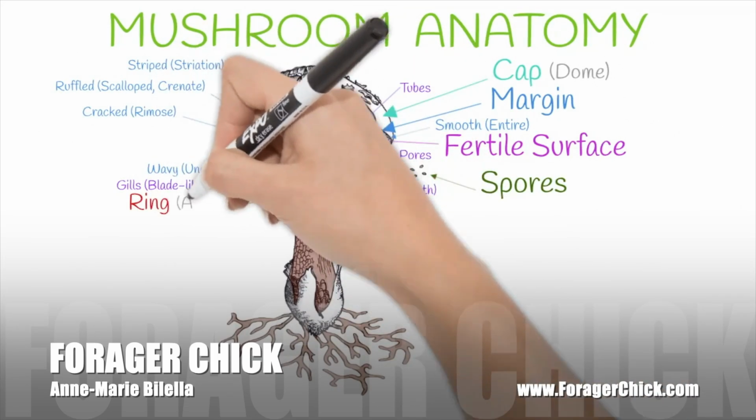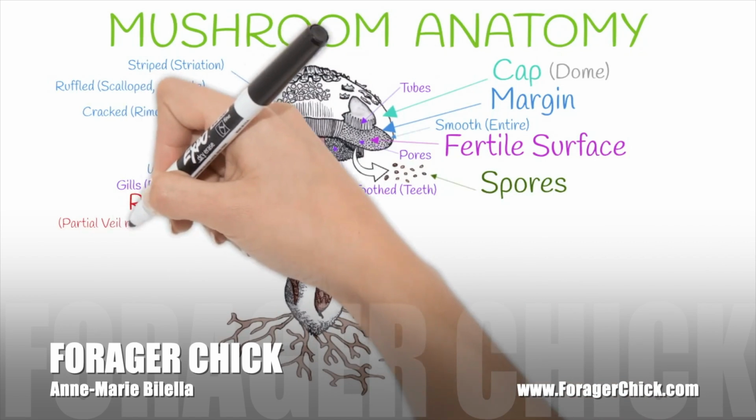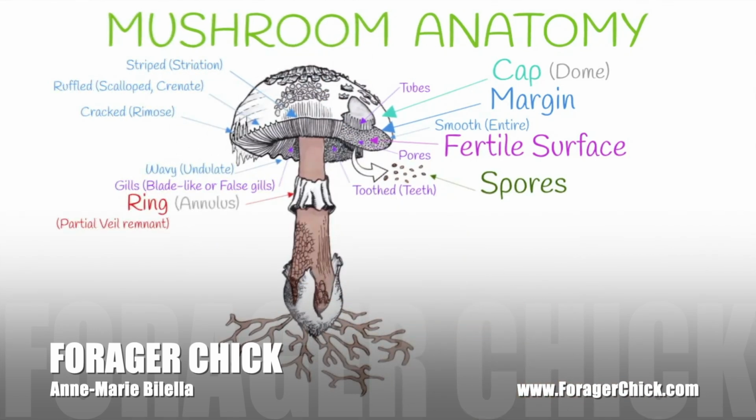So then we have what's called a partial veil. So see this little ring right here? I'm going to show you a mushroom that has it. I want you to write this down: ring and partial veil. What happens is, where the gills are, there's a covering under those gills.